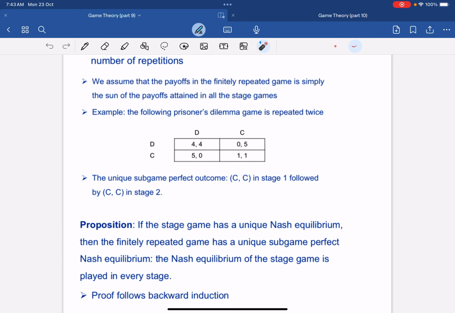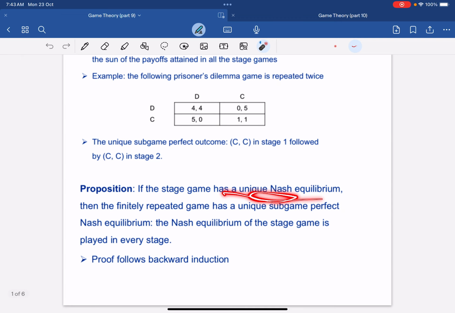And so, the proposition is that if the stage game has a unique Nash equilibrium, then the finitely many repeated game has a unique SPNE, which will then be the Nash equilibrium at every stage game. And the proof follows from backwards induction.